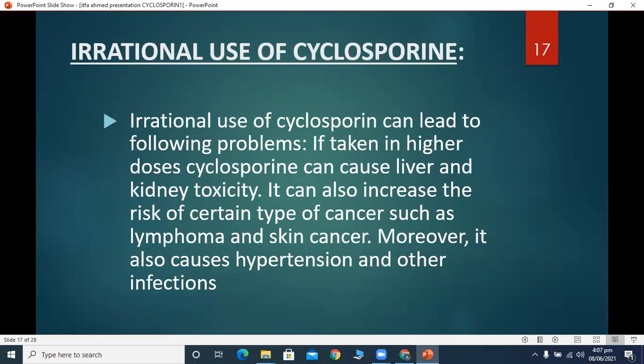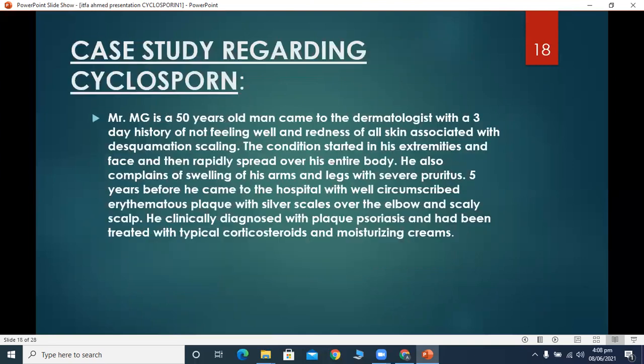Now, what happens if we use too much or too little cyclosporine, which can cause irrational use of cyclosporine? Irrational use of cyclosporin can lead to the following problems. If taken in higher doses, cyclosporin can cause liver and kidney toxicity. It can also increase the risk of certain types of cancers, such as lymphoma and skin cancer. Moreover, it also causes hypertension and other infections.